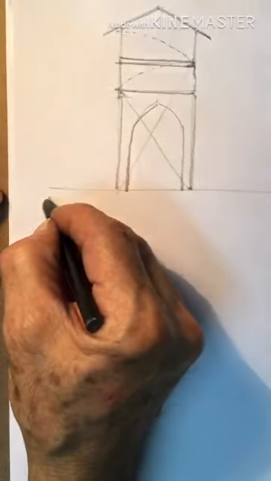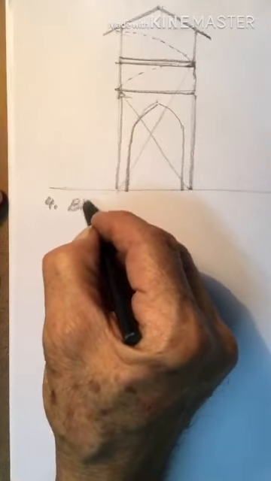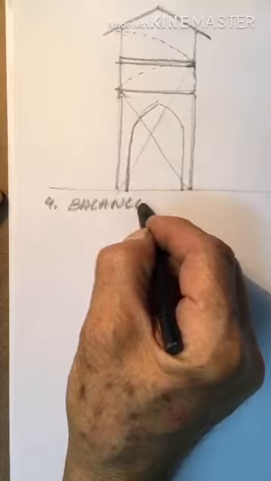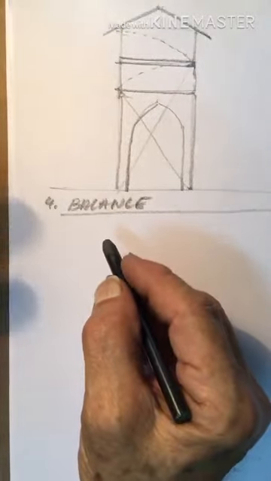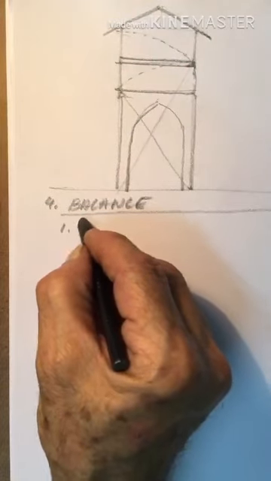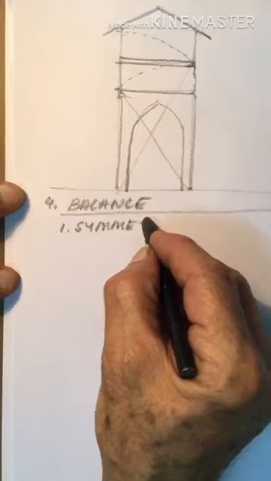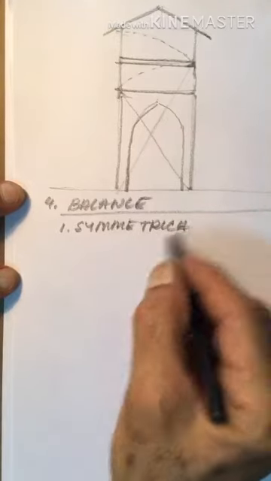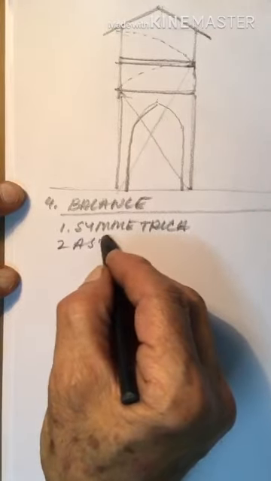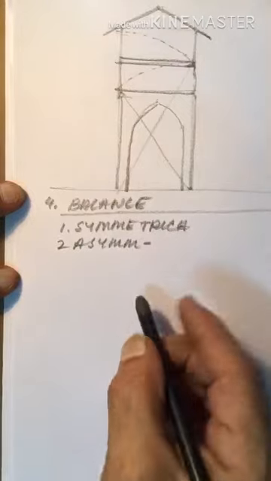Yep. Now, next we can talk about, say, balance. Balance consists of two parts. One is the symmetrical balance. The other one is asymmetrical balance.